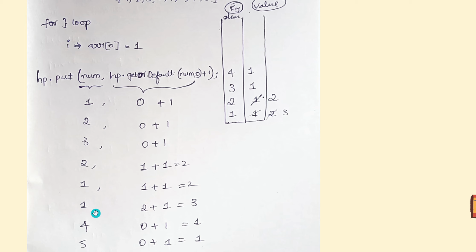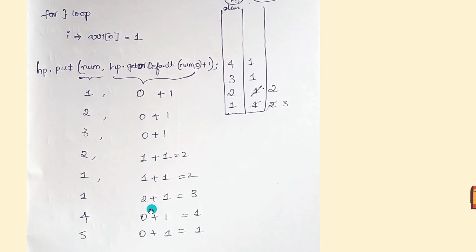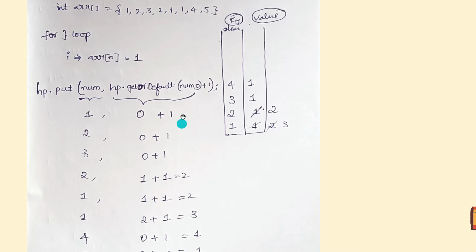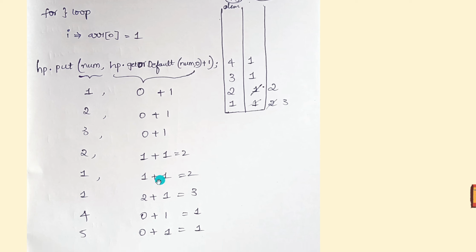Then 1, on i plus plus, has occurred again, so it retrieves its frequency count 1, and 1 plus 1 is 2. Again 1 has occurred here, so hp dot get or default accesses its frequency count, which is presently 2. 2 plus 1 is 3, so it is incrementing. Then 4 is not present, so 0 plus 1 is 1, and you put that.